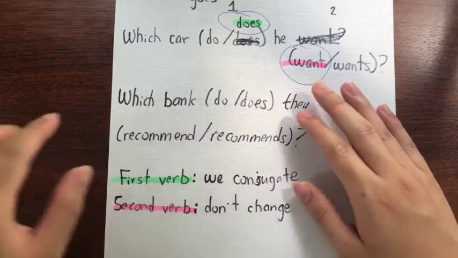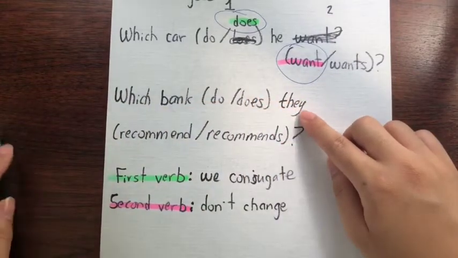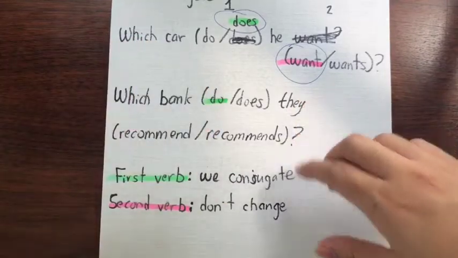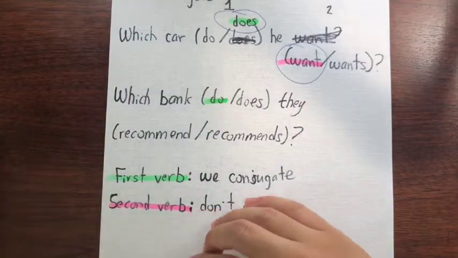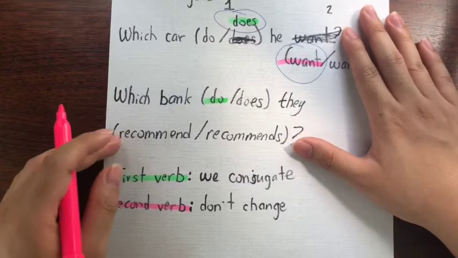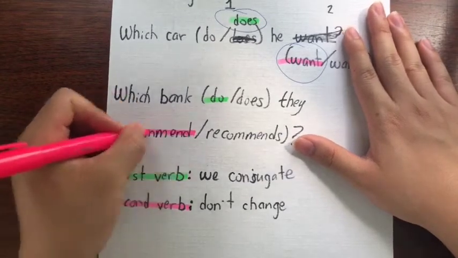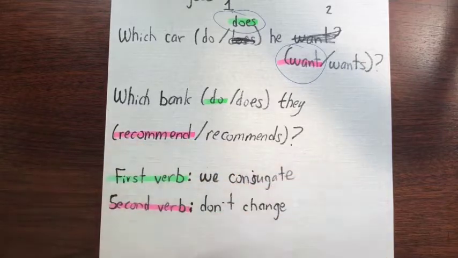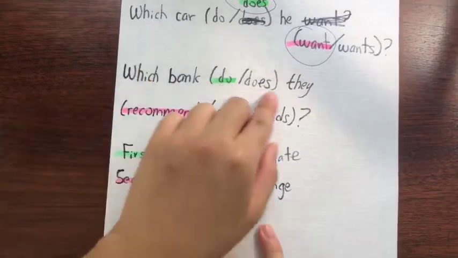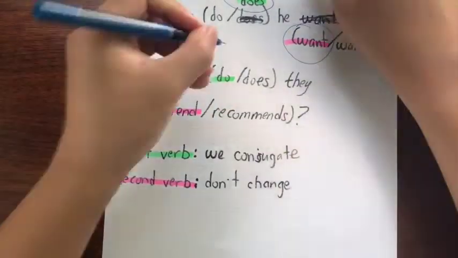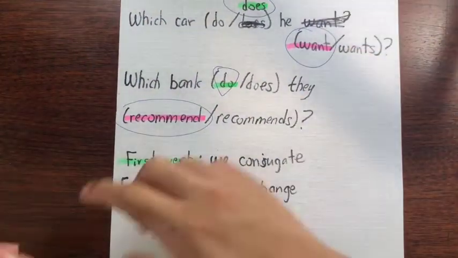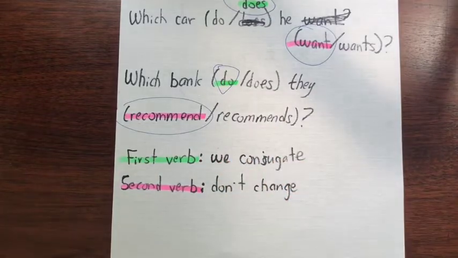Okay? Which bank do or does they? This is the first verb. With they, we use do. Then recommend is the second verb. We will always use recommend for the second verb because we don't change it. So, which bank do they recommend? Which bank do they recommend?